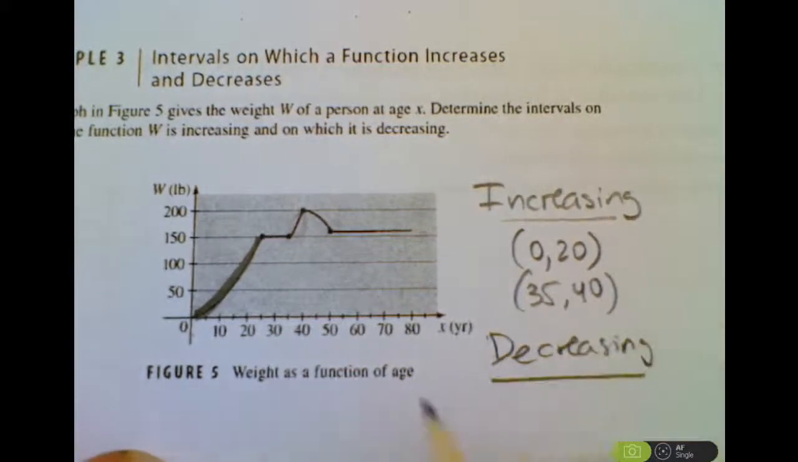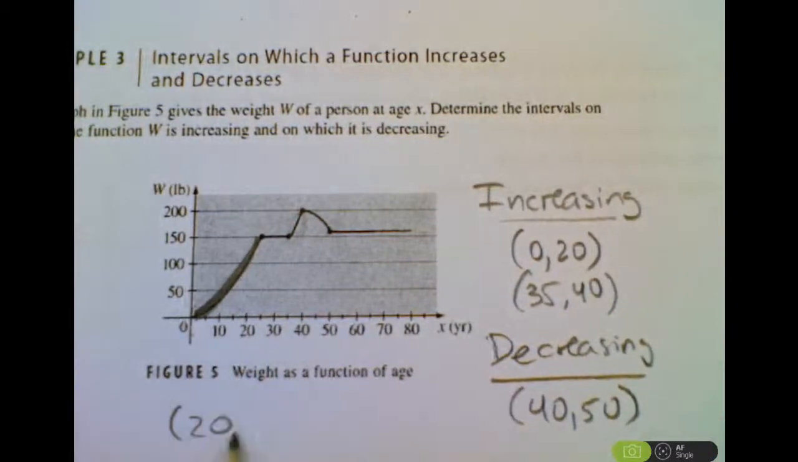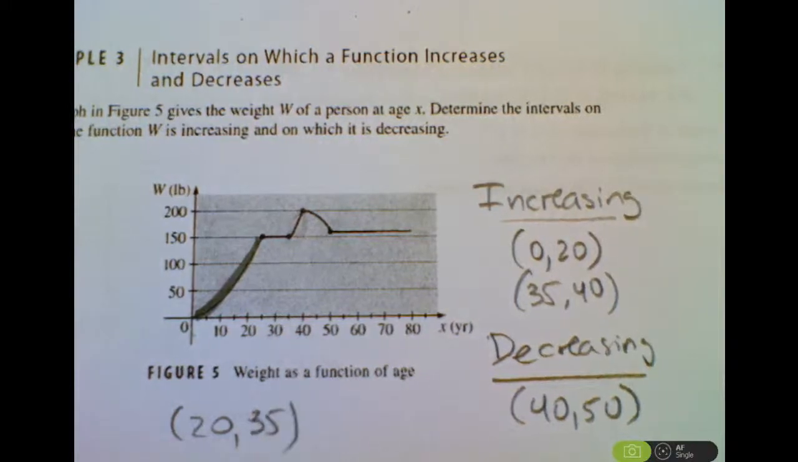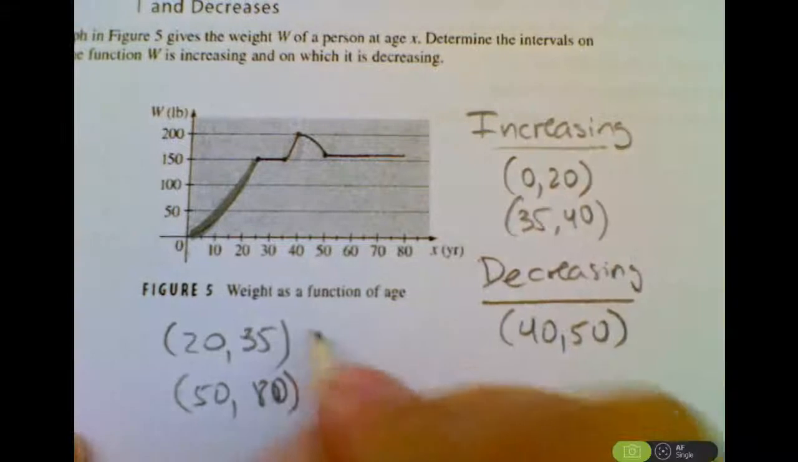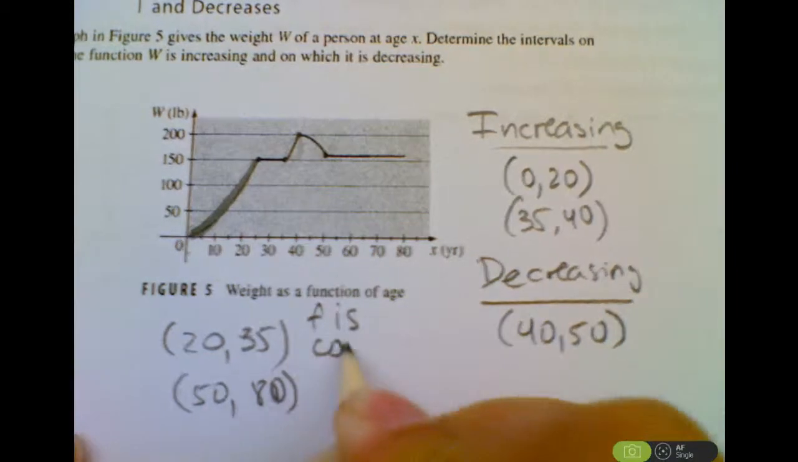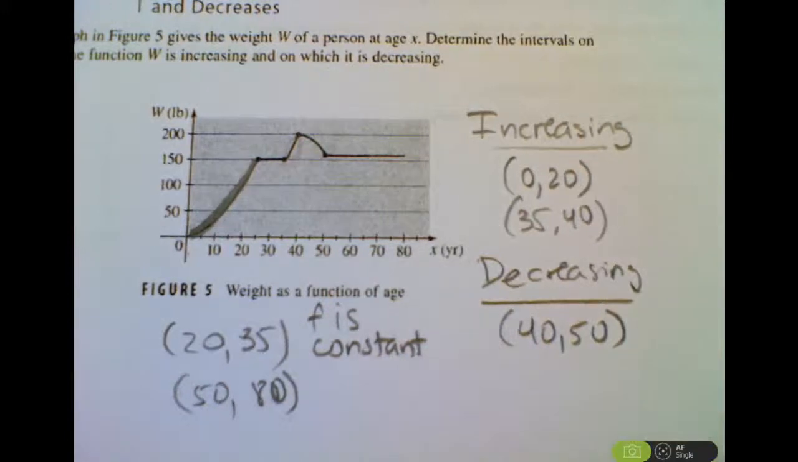Now decreases on the interval, let's see, from 40 to 50, and then in another interval. If you want to talk about the intervals between 20 and 35, or 50 to 80, then you will have to say the function is constant. So f is constant on those intervals because it's neither increasing or decreasing.